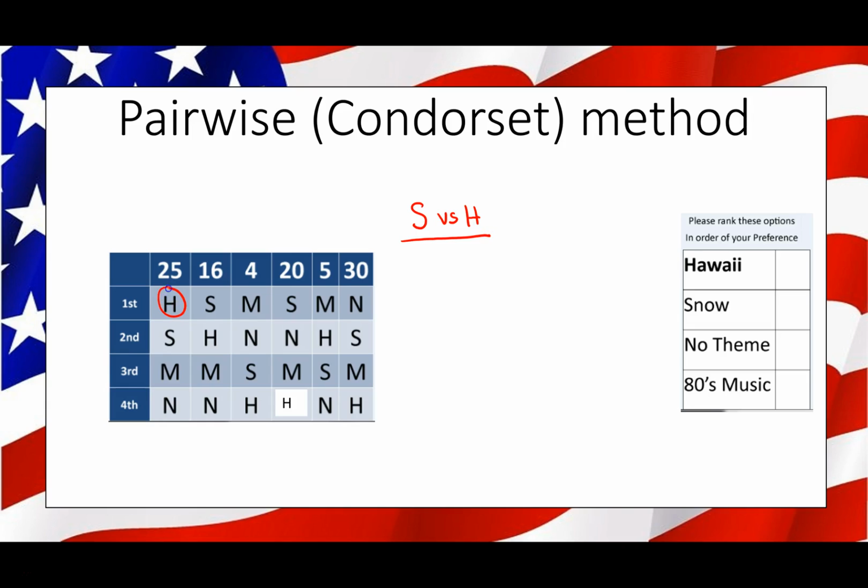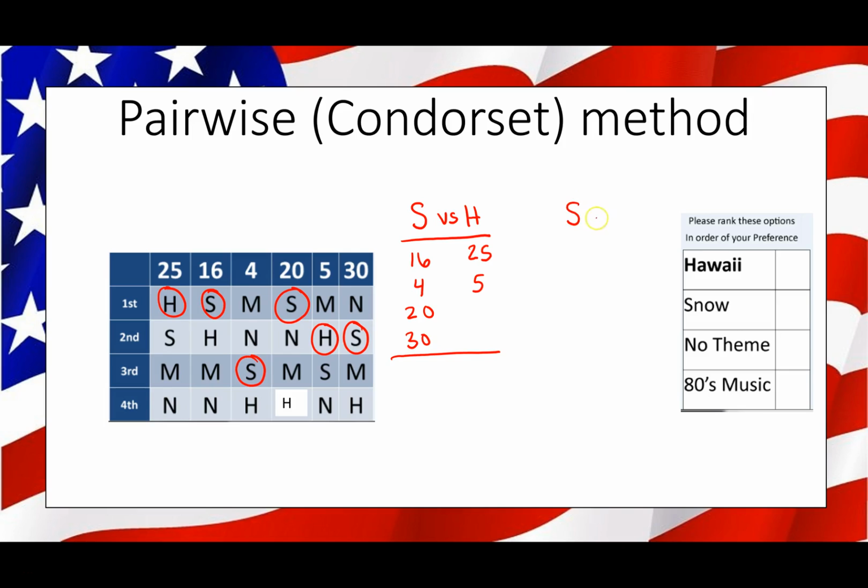H is preferred here, so I give it 25. S is preferred here, so I give it 16. S is preferred here, so I give it 4. S is definitely preferred here, I give it 20. H is preferred here, so I give that 5. And then S is preferred, so I give 30. You don't really need to add them up. You can clearly see that S is going to beat H.